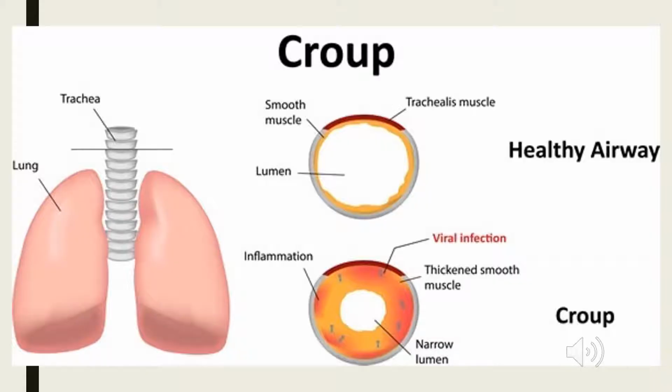As you can see from the picture, a healthy, dilated airway allows air to travel through with ease. However, the inflamed, constricted airway in croup makes it difficult for the passage of air.